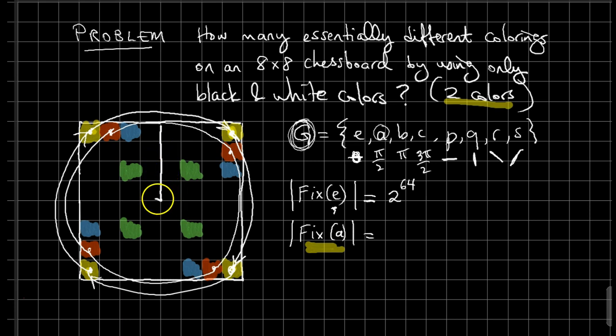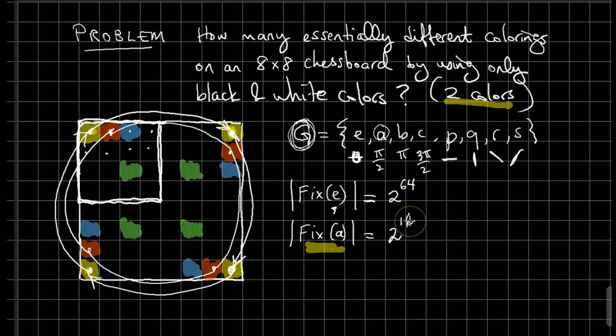You just need to figure out how many in this portion of the 8x8 board. So basically on this 4x4 board, the number of different colorings available here will just determine the rest of the colorings in the rest of the board. So you identify the number of colorings in this 4x4 portion of the chessboard, and the whole chessboard coloring is defined. So therefore the fix of A would be 2 to the power 16.